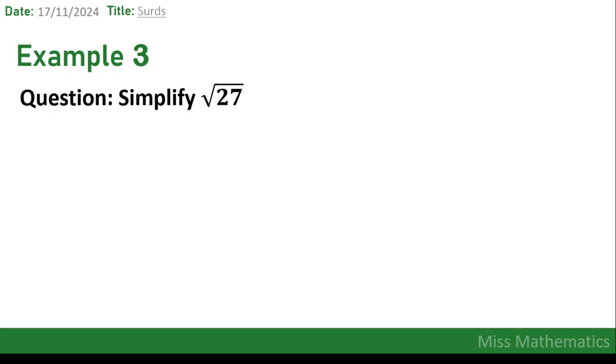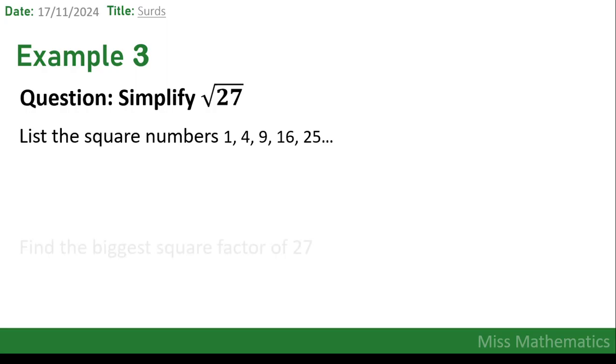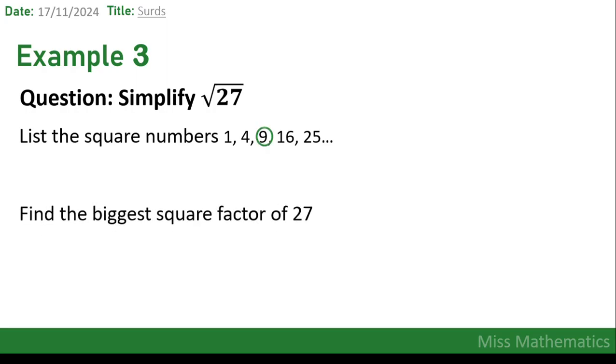Example 3. Simplify root 27. So if we list out our square numbers again, we can find the biggest square factor of 27 is 9. And we know that 9 times 3 is 27, so root 9 times root 3 is root 27. And we can simplify root 9 to 3, so we get the answer of 3 root 3. Simplifying surds is not as hard as it looks.